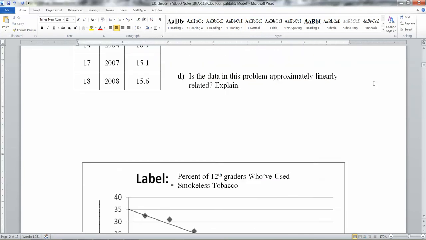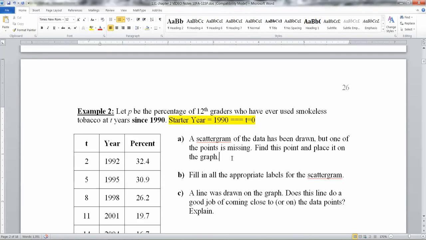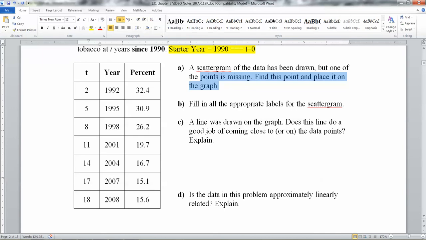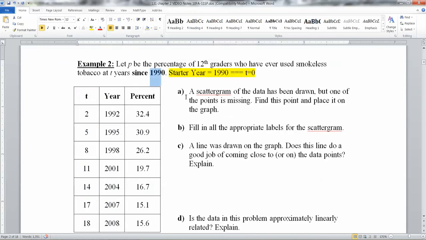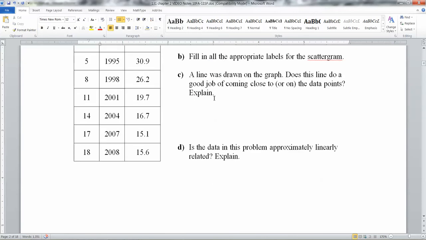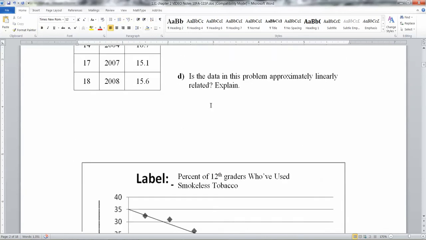So we've done, let's see, part A. We filled in the missing point. Great. And we noticed at that time that we had this whole 11 thing going on, right? Where the time isn't this middle column. We changed that into these numbers over here because it gave us a starter year. We filled in all the appropriate labels. Then we have a line on our graph.